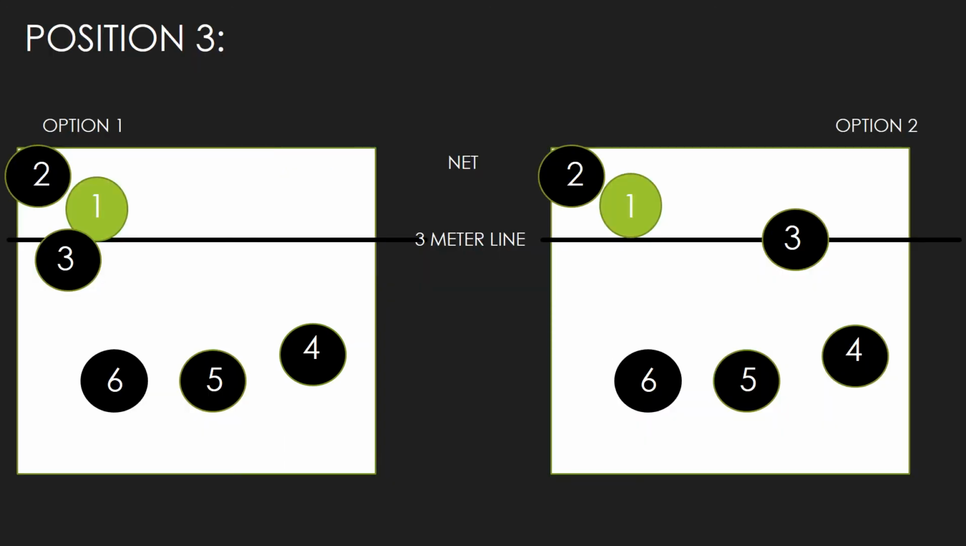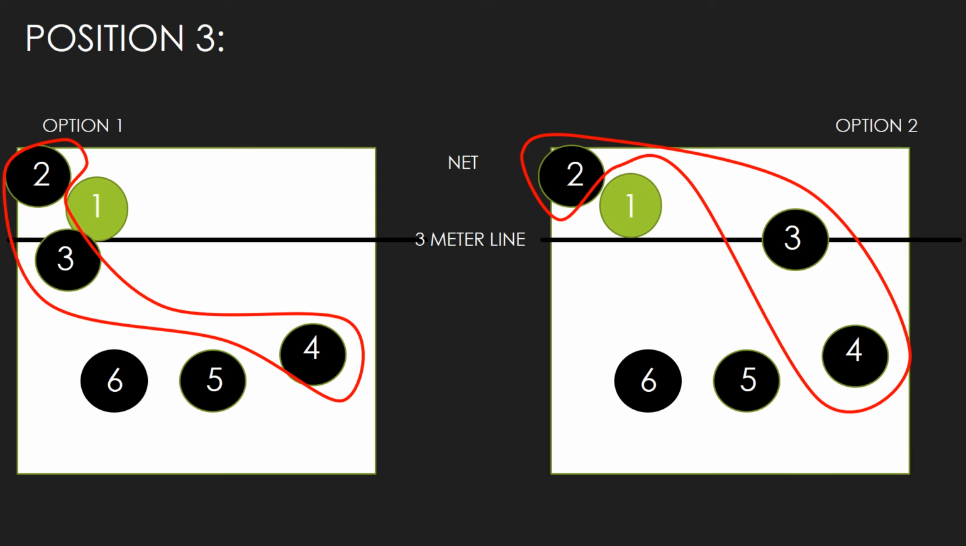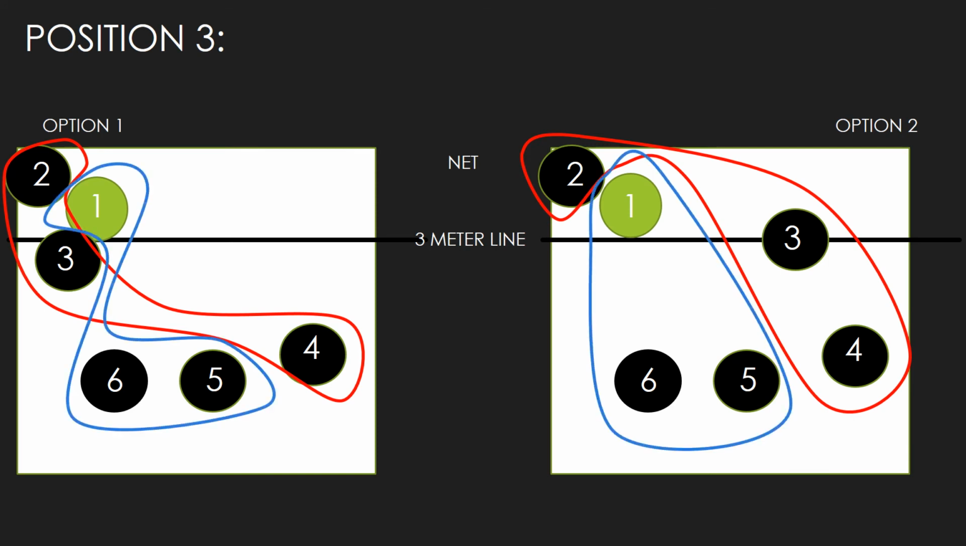Now, position 3. So in this position, rotating from position 2 to position 3, our setter is in left back. That is their position. So again, in order to set up the offense a little better, they are going to push one of the front row players up to the net. However, again, he or she is going to be in the back row.